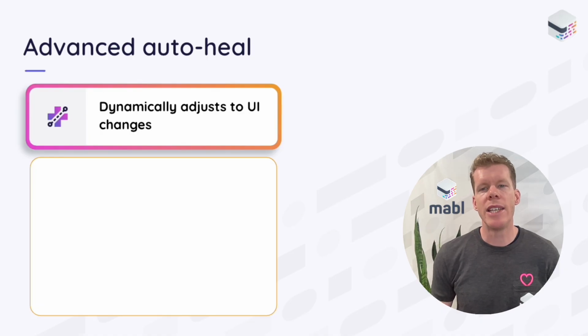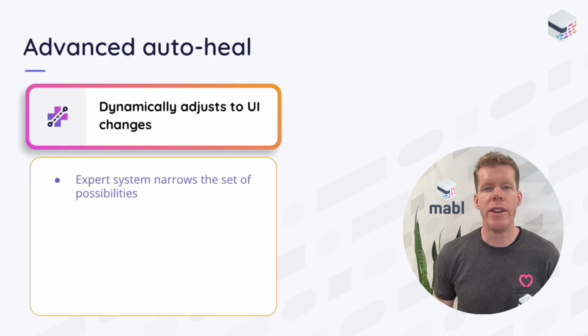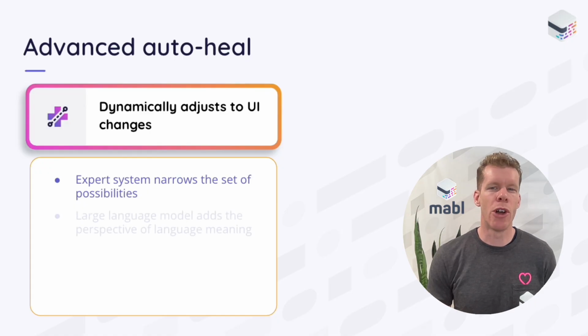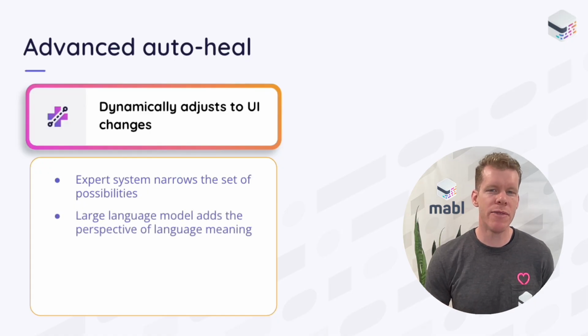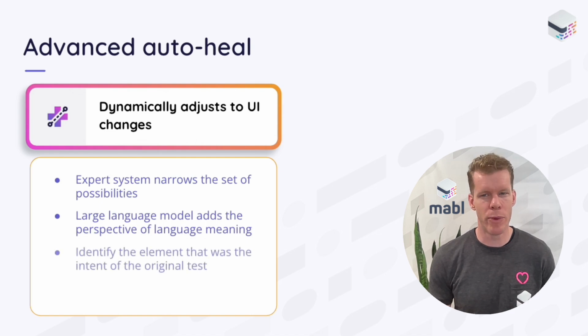What happened here is that we started with an expert system that narrowed the set of possibilities down to the individual options. Then we used a large language model to add the perspective of language meaning to identify the element that aligned with the intent of the original test.